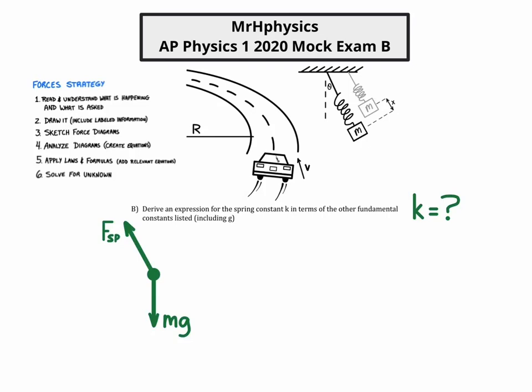Steps 2 and 3 have already been completed because the picture was already drawn for us, and in the previous prompt we did a free body diagram. So we're on step 4 right now. Step 4, you analyze your free body diagram to create equations. One equation you can always create is a net force equation. Since we're going in circular motion, we do net force as net centripetal force, inwards forces minus outwards forces.